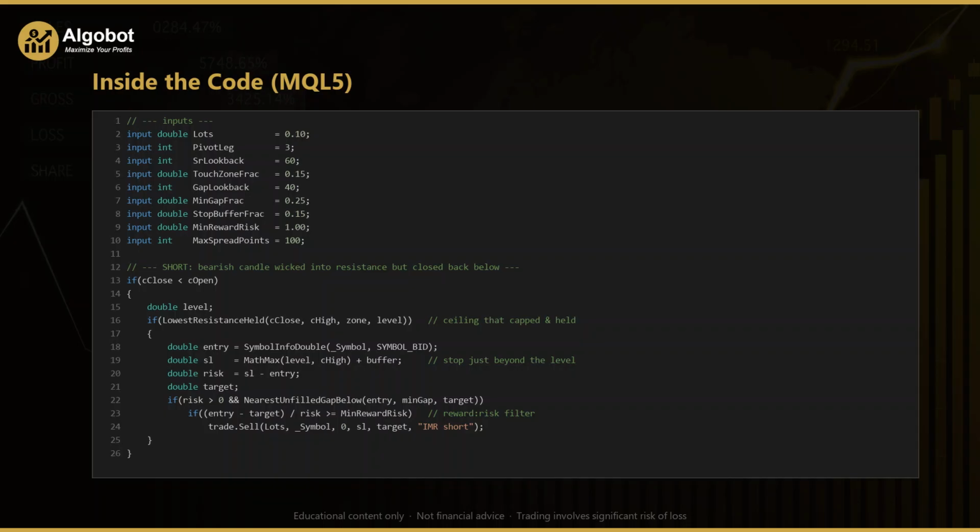The strategy then asks nearest unfilled gap below for a target. Finally, only if the reward divided by risk clears MinRewardRisk does it fire the sell order, attaching that stop and that target. The long side mirrors every line of this.